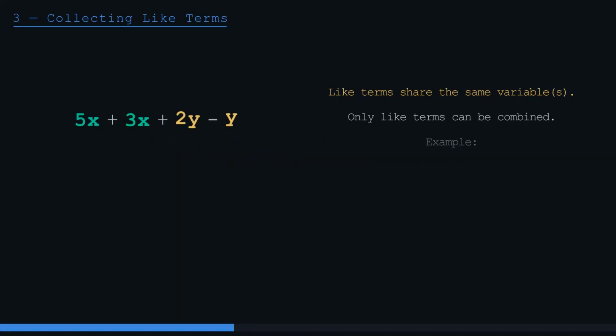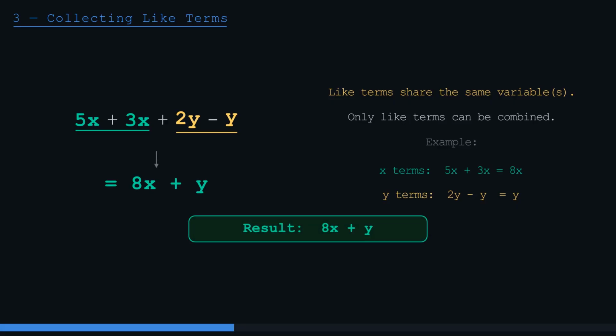Like terms share the same variable and can be added or subtracted together. Look at 5x plus 3x plus 2y minus y. Group the x terms. 5x plus 3x gives 8x. Group the y terms. 2y minus y gives y. The simplified result is 8x plus y.